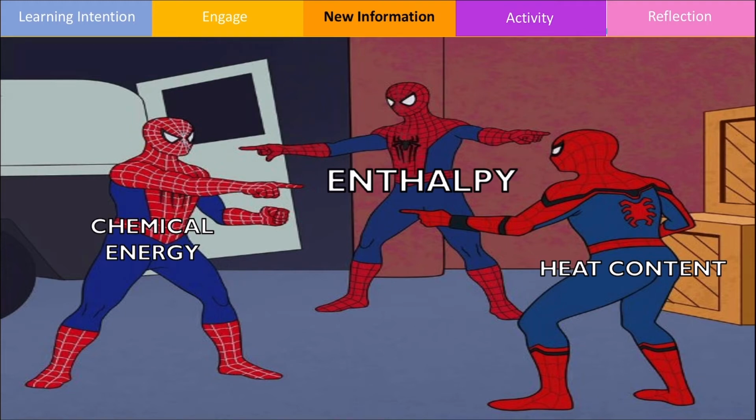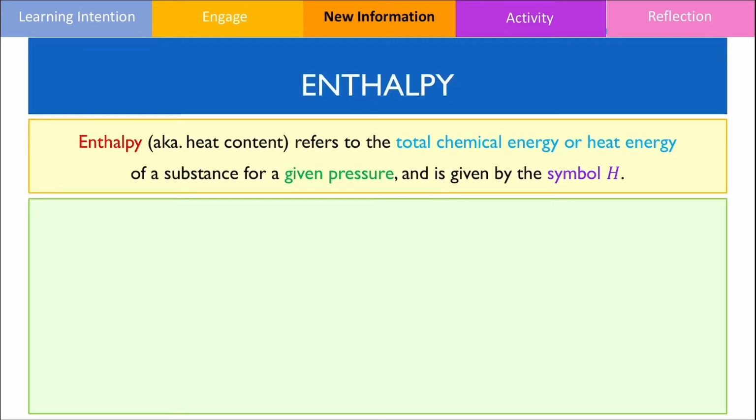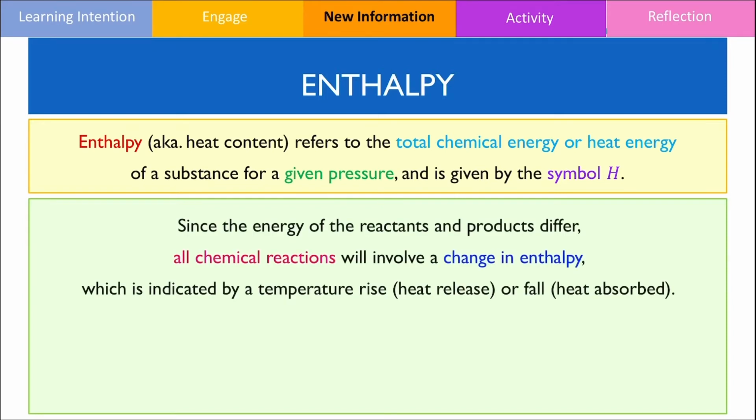Enthalpy is the chemical energy or the heat content of a substance at a given pressure and is represented by the letter H. We use the letter H because we are interested in the direction of heat transfer in a chemical reaction. Since we know that all chemical reactions involve a change in enthalpy or a change in energy, this can be represented mathematically by the following equation.